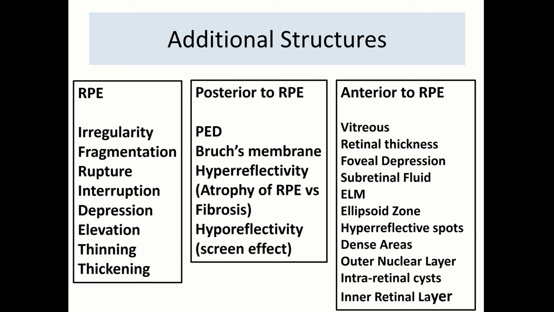Then you look for things anterior to the RPE, going right to the front, which can be in the vitreous: retinal thickness, foveal depression, subretinal fluid, external limiting membrane, ellipsoid layer, hyperreflective spots, dense areas, outer nuclear layer, intraretinal cyst, and inner retinal layer.